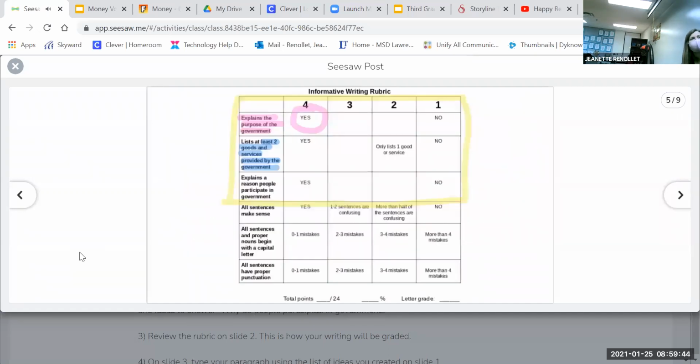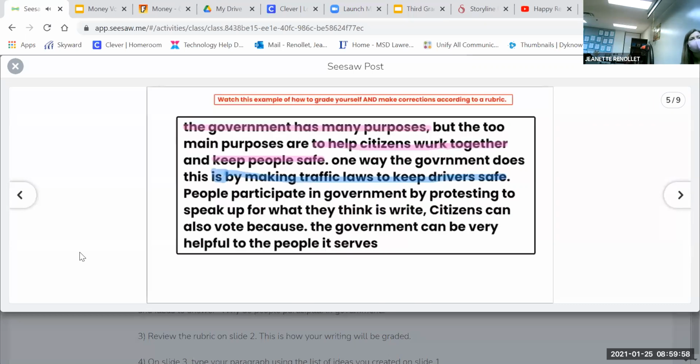Let's go back to our rubric. List at least 2 goods and services. Oh shoot, I only listed 1. If I want a better grade, I need to create another inside of my paragraph. So I'm going to go add more.